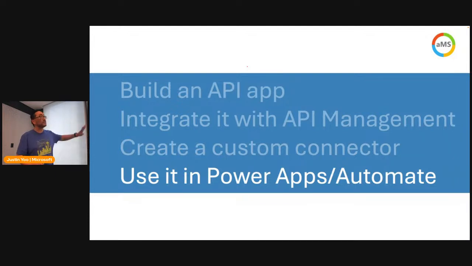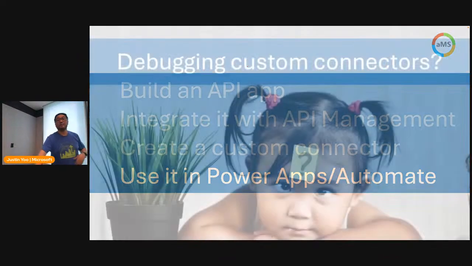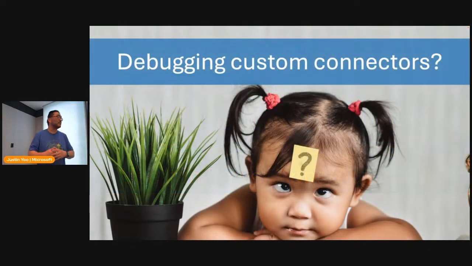And this custom connector is used within Power Platform, like Power Apps or Power Automate or Power Virtual Agents. Okay, so this is a typical building scenario to create a custom connector and use it within Power Platform. But as I said, how can we make sure this custom connector works as expected?